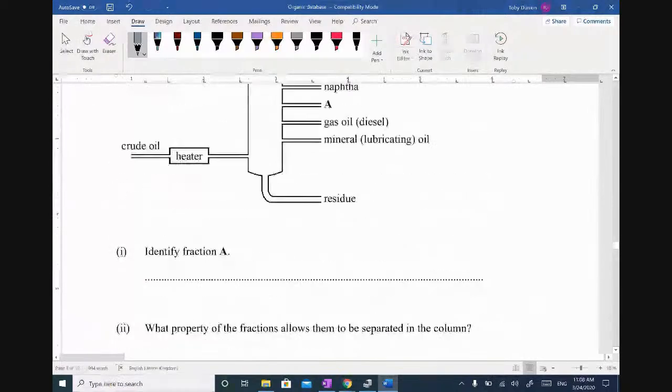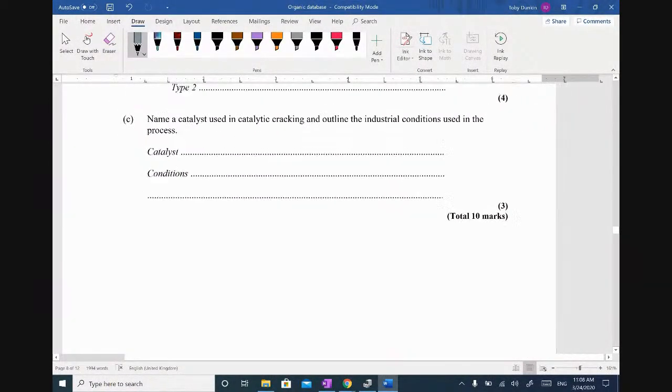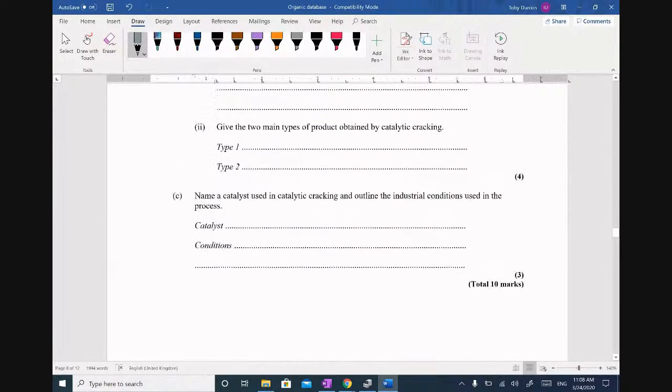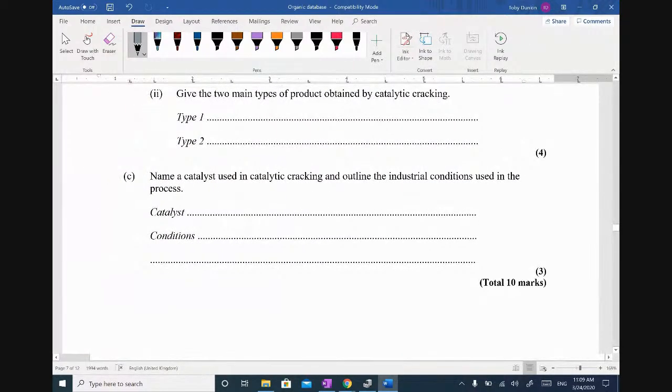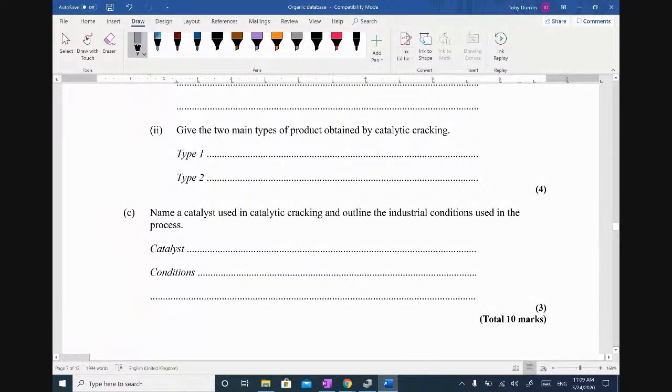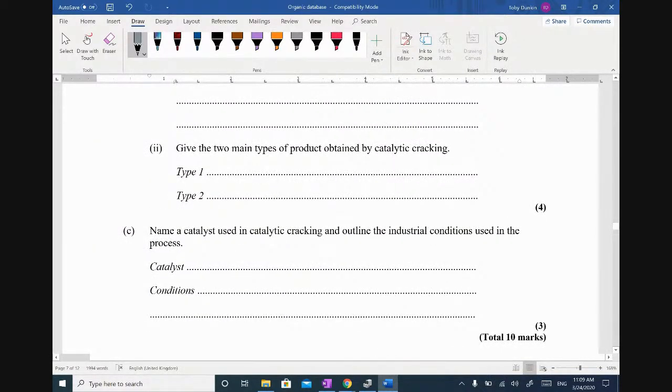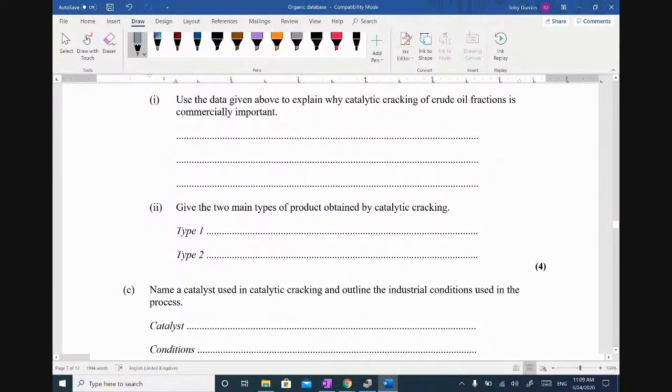I saw one briefly up here. Catalytic cracking. Name a catalyst used and outline the industrial conditions used in the process. So the catalyst is zeolite. The conditions are no air, 450 degrees Celsius. We're done. By the way, you do it under low pressure as well. Not low pressure, but just kind of 2 atmospheres. It's not done under a huge amount of pressure. They just want the temperature really in that particular case, and no air. Give the 2 main types of product from catalytic cracking: a shorter alkane and a cycloalkane.